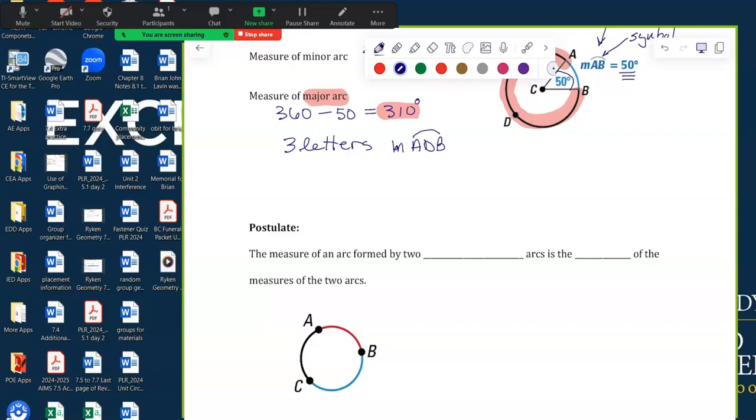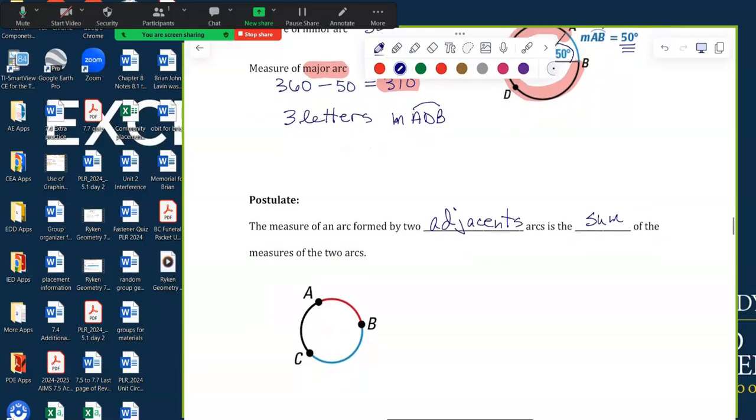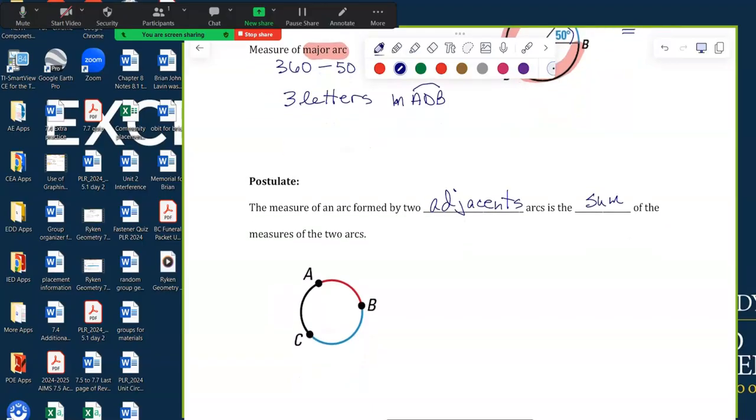Okay, so now we have some postulates. The measure of an arc formed by 2 adjacent arcs is the sum of the measure of the 2 arcs. Okay, so let's figure that out. The measure of arc AB, oh sorry, not AC. I'm going to call it the measure of arc AB, plus the measure of arc CA. What is that going to equal? The measure of arc CAB.